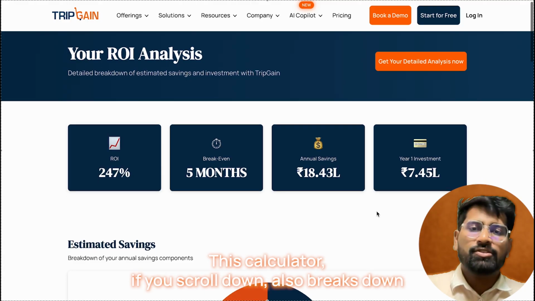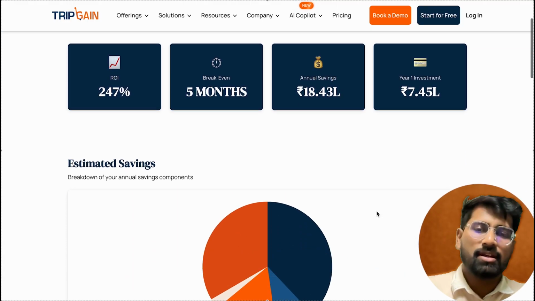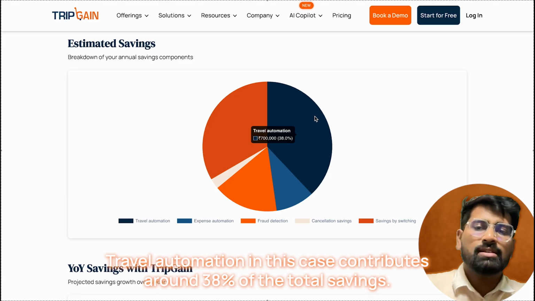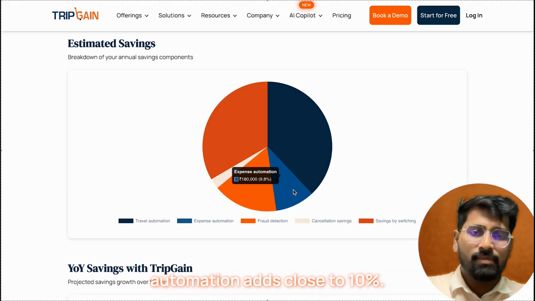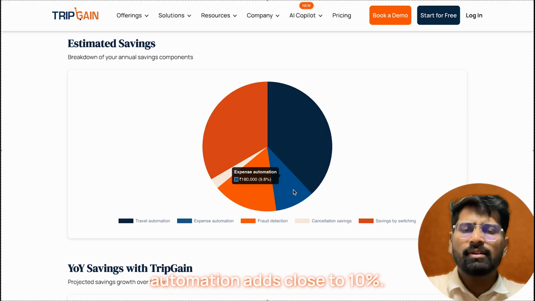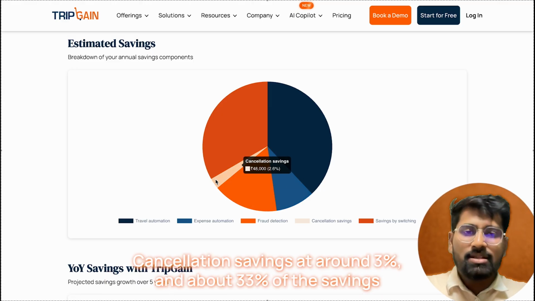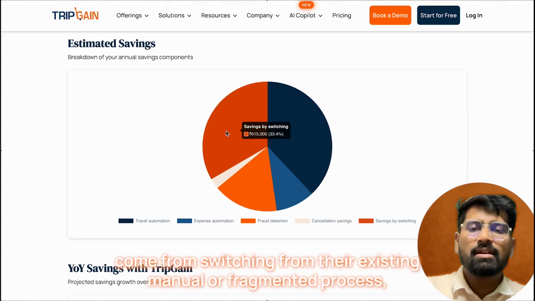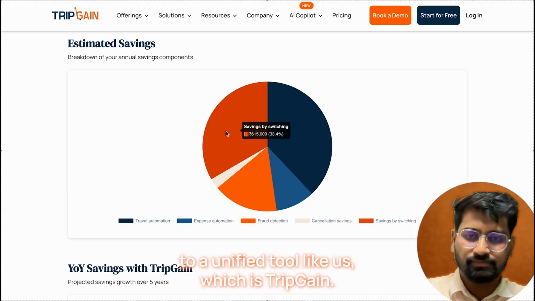This calculator, if you scroll down, also breaks down where these savings are coming from in a simple pie chart. Travel automation in this case contributes around 38% of the total savings, and expense automation adds close to 10%. Fraud detection accounts for roughly 16%. Cancellation savings are around 3%, and about 33% of the savings come from switching from their existing manual or fragmented process to a unified tool like us, which is TripGain.